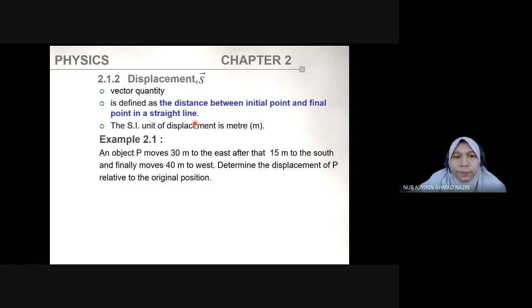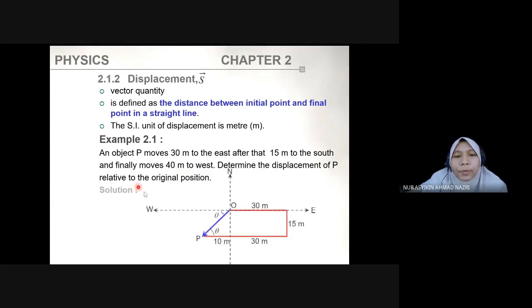Okay. For example, let's say we have object P moves 30 meter to the east. After that, 15 meter to the south, and finally moves 40 meter to the west. Determine the displacement of P relative to the original position. Okay, so O to P is the displacement. So that's the difference dengan distance.